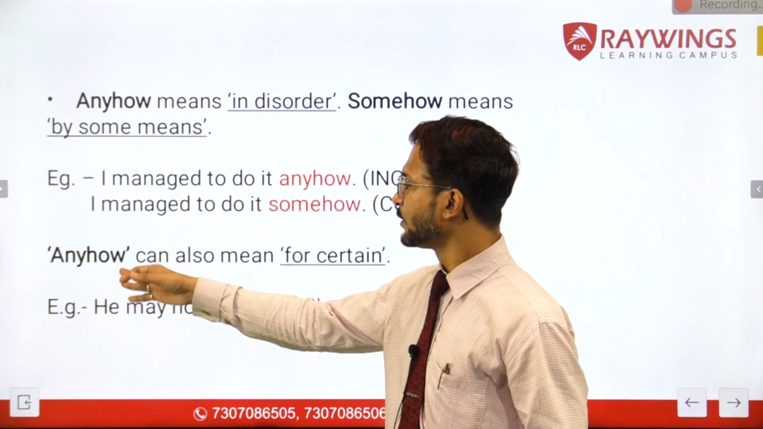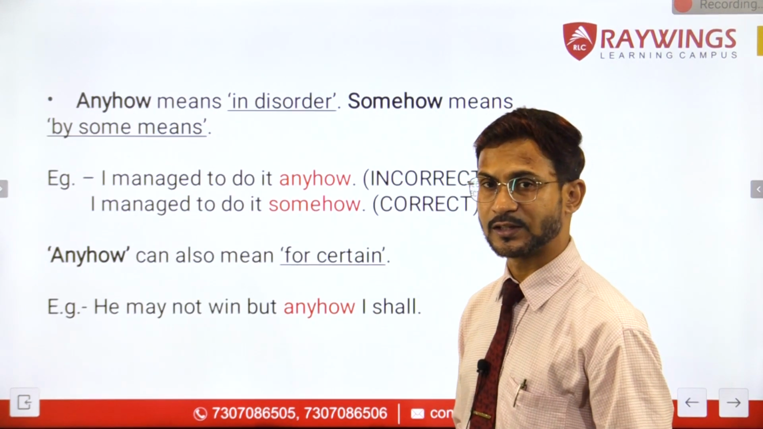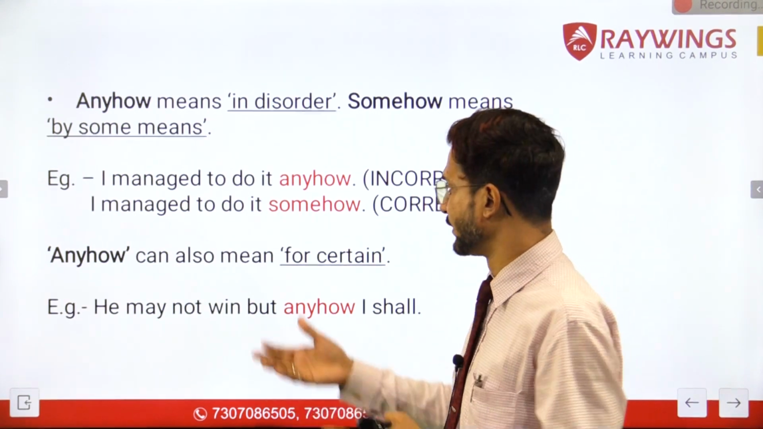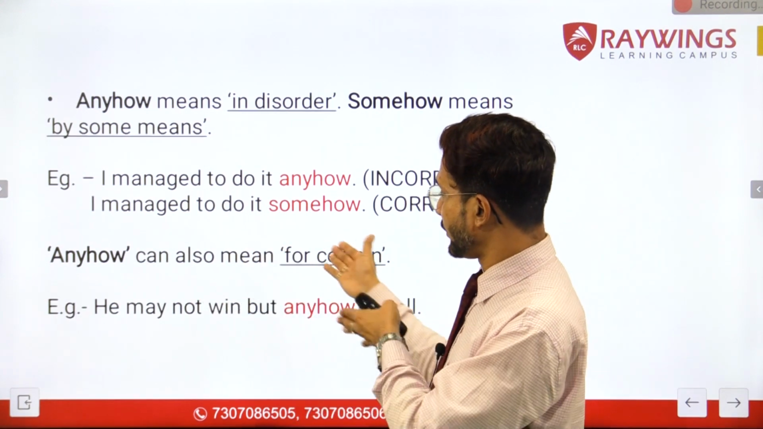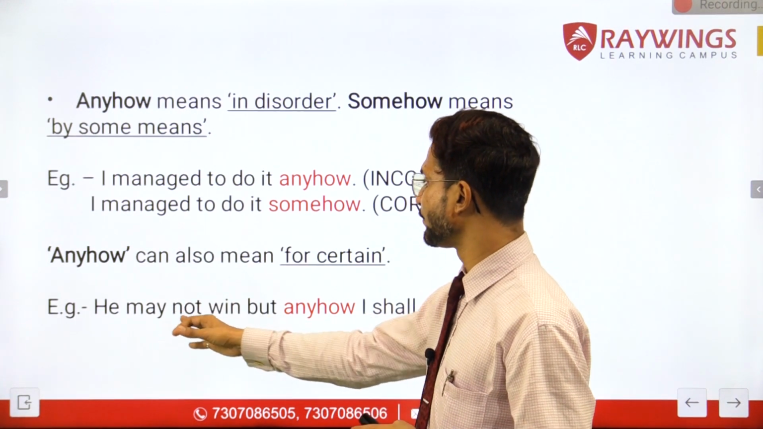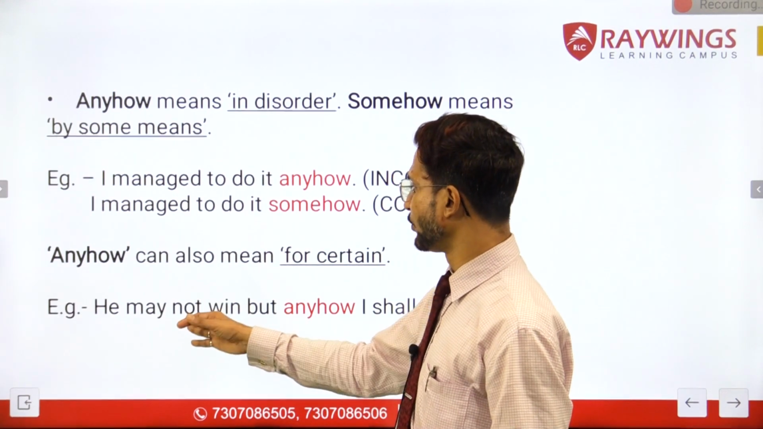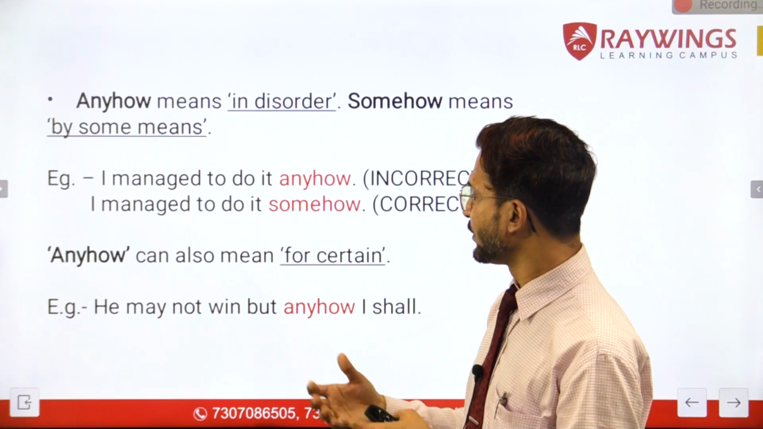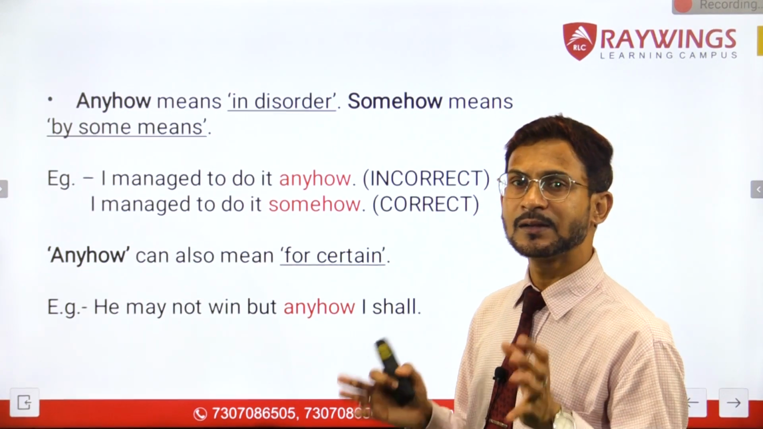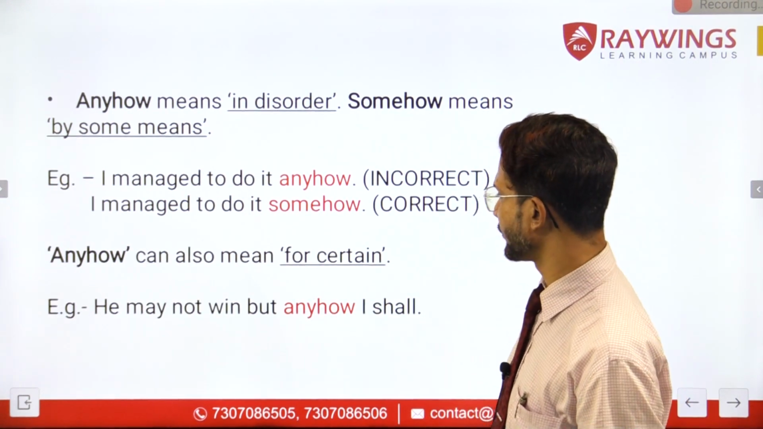Having one more concept here, it says the word anyhow can also mean for certain, right? Anyhow means किसी भी तरह से, if we say it in Hindi, right? So anyhow also says for certain. That means yes, I have done this. Example, he may not win, but anyhow I shall, right? So I'm saying that he may not win, but anyhow I shall. मैं जीत जाऊंगा शायद, right? वो नहीं जीतेगा, but मैं जीत जाऊंगा. So this is certain that I will win, right?